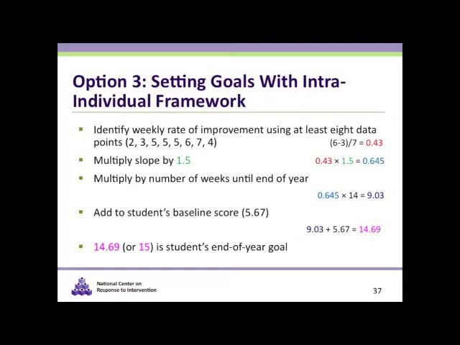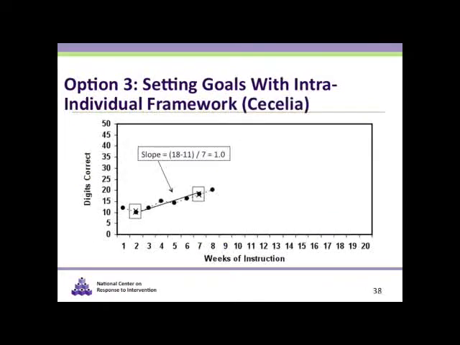That goal would be plotted on the student's graph, and a goal line would be drawn. Turn to the next page in your Practice Using Progress Monitoring Data handout. This is Cecelia's graph. Use the Intra-Individual Framework steps to calculate Cecelia's end-of-year goal. Then, mark the goal with an X and draw the goal line. Pause the webinar to allow yourself some time to complete the activity and press play when you are ready to continue.